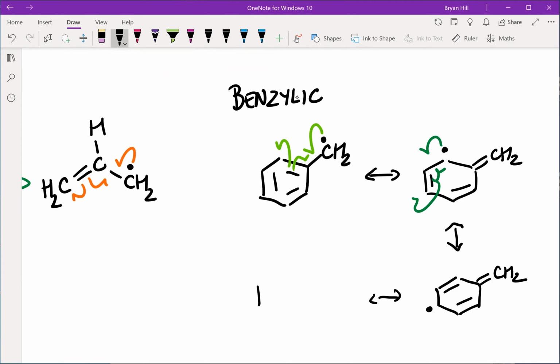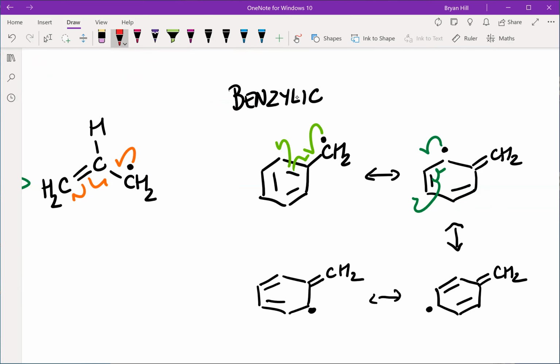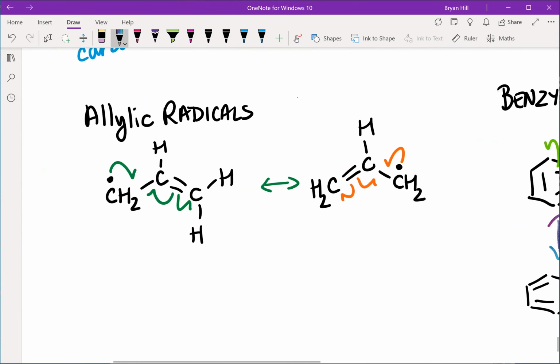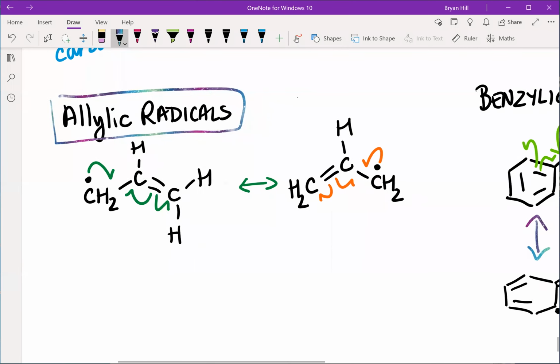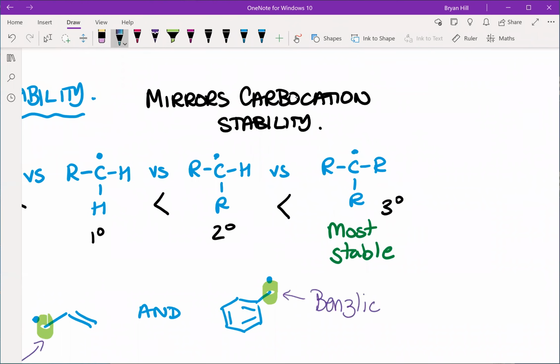Do one more. Let's choose red. And then the last one, we'll use this space one. That looks good. So both benzylic and allylic radicals are stabilized by resonance. So we're going to see that we can use allylic radicals, benzylic radicals, and of all of the three at the top, the most stable are tertiary radicals. So we're going to see this in a second.